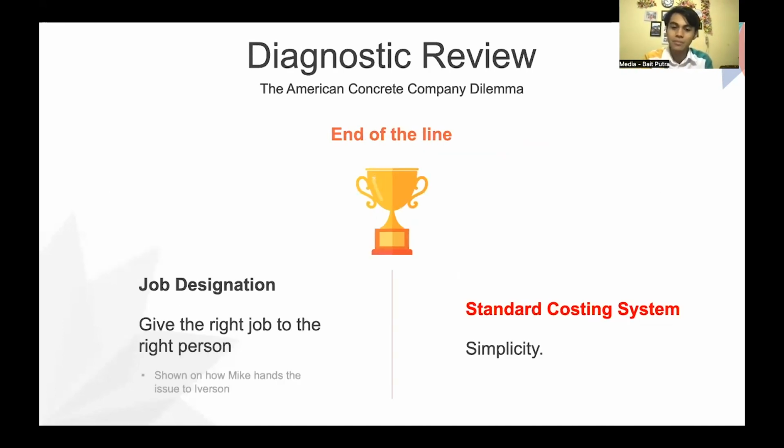So at the end of the line, what Iversons did and what the company did is a really good thing to do, since Iversons got the best job designation, because he is the right person. Iverson is the right person for the company to solve the problem, and the standard costing system is really effective for its simplicity. And that is the diagnostic review of the American Concrete Company dilemma.